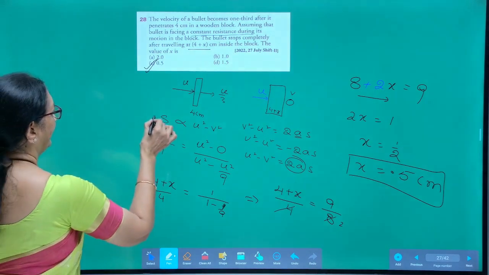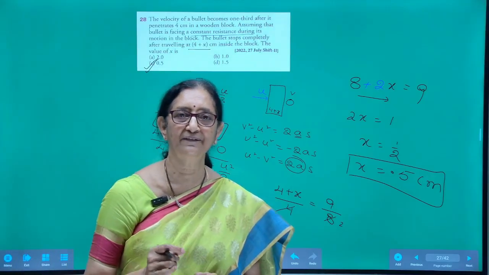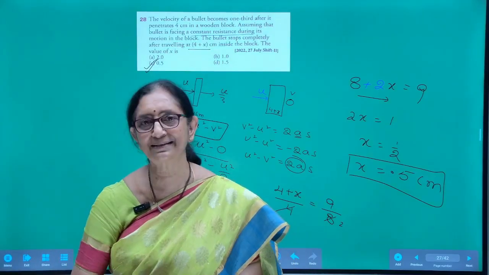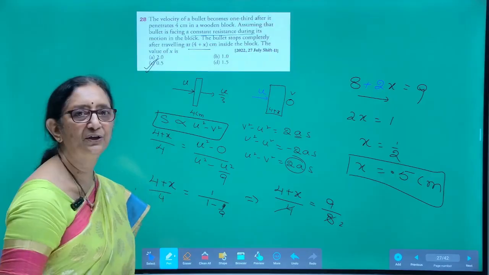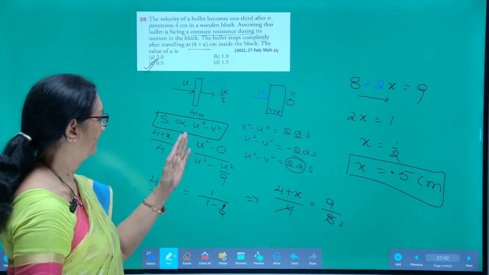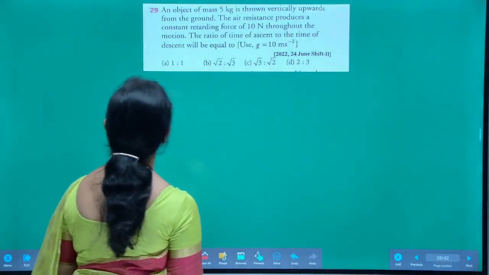Okay, so here as it is experiencing the same force of resistance when it is travelling in that slab, s is proportional to u square minus v square. From that we could solve that problem. Let us go to the next one.